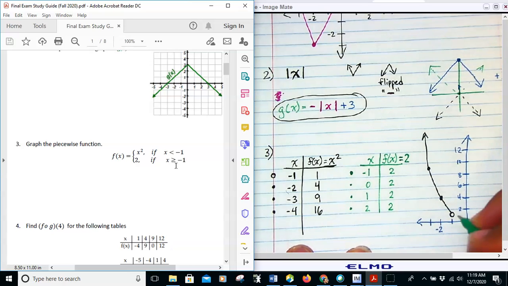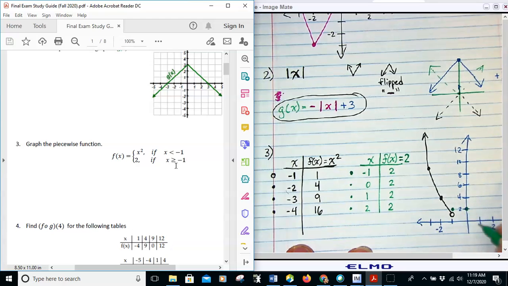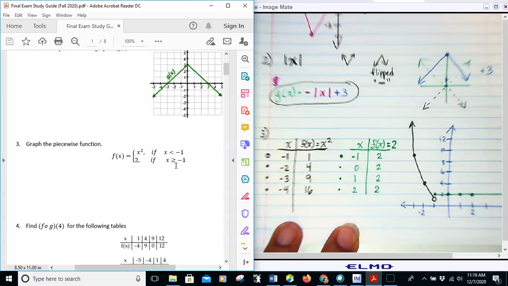Goes on forever. All right, for the other table, -1, 2, 0, 2, 1, 2, 2, 2. And then we just go ahead and connect these. Because it's a constant function, it goes on forever. So we have an arrow in both directions there.